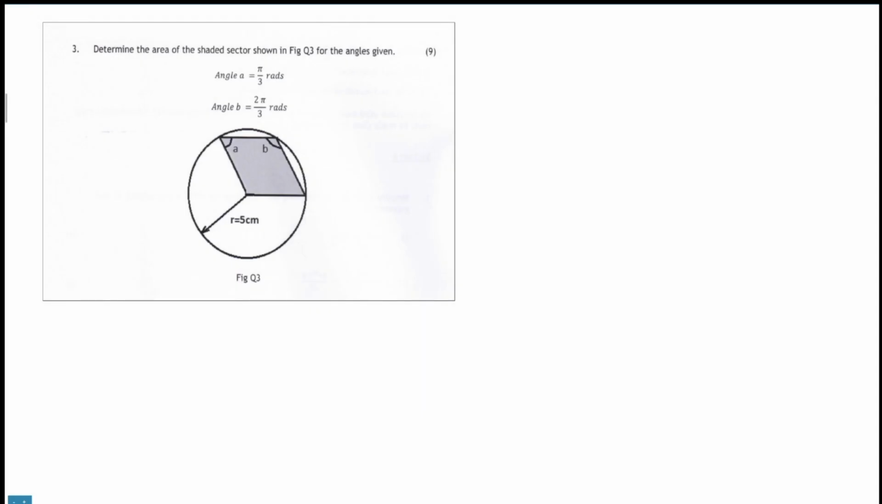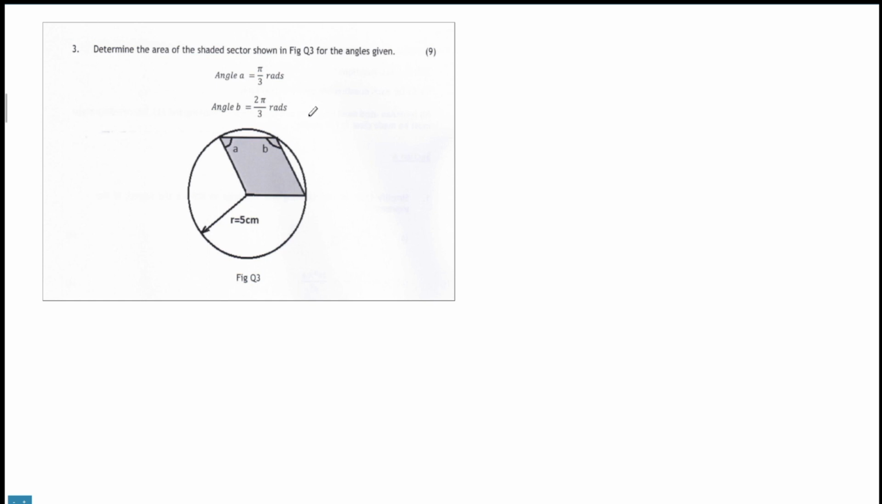Okay, we're going to try question number 3. This is a really, really hard question. I'm not really looking forward to it, but we'll give it a go anyway. Right, I need to determine the area of the shaded region given these angles. They told me that this angle was pi over 3 radians. Now, it's 9 marks. It's totally worth doing.